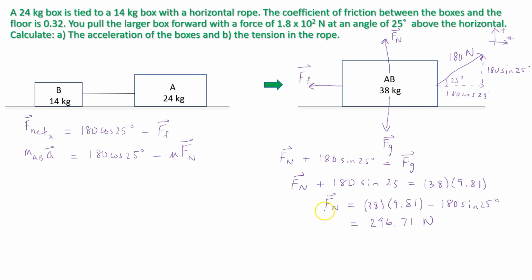Now I'm going to take the Fn value that I found and substitute it in this equation. I'm going to replace the mass of AB with 38. So 38 times A is going to equal 180 times cosine of 25 minus 0.32, the coefficient of friction. In this case, the coefficient of kinetic friction, since the two boxes are moving, times the normal force, which is 296.71. And so I'm going to end up getting 38 times A is equal to 68.188.